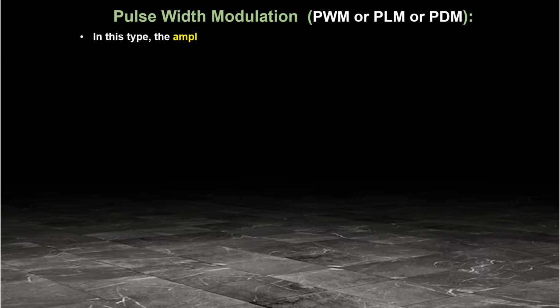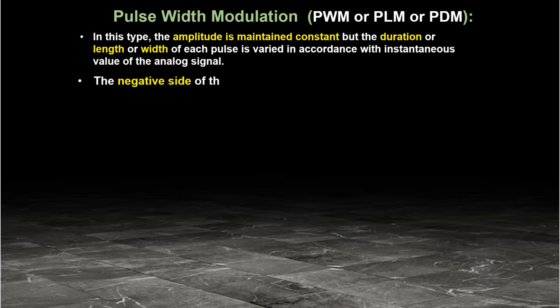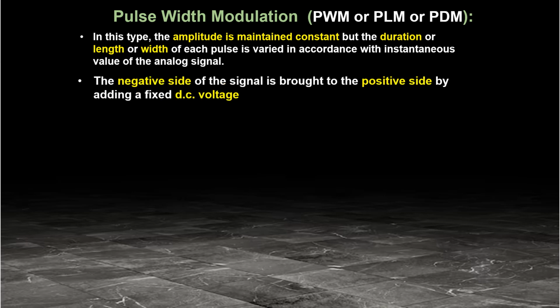Pulse width modulation, PWM, or PLM, or PDM. In this type, the amplitude is maintained constant, but the duration, or length, or width of each pulse is varied in accordance with the instantaneous value of the analog signal. The negative side of the signal is brought to the positive side by adding a fixed DC voltage.